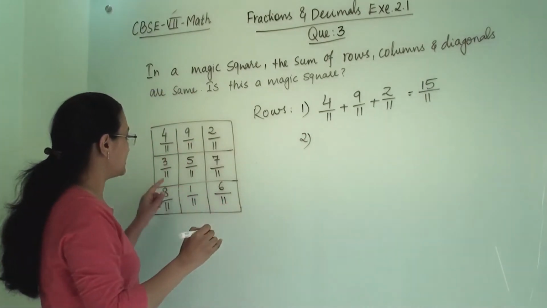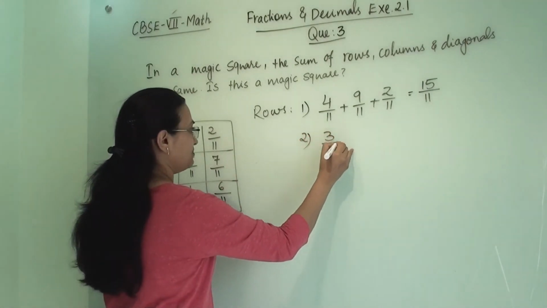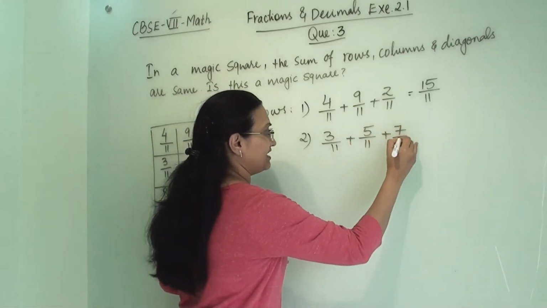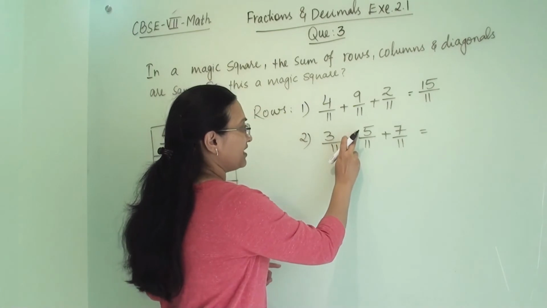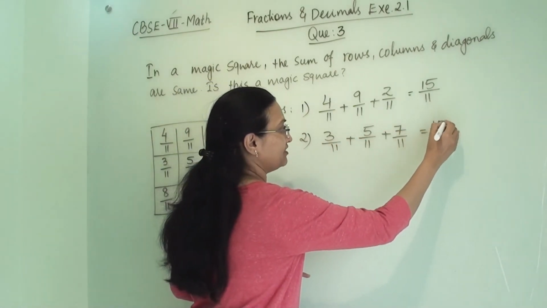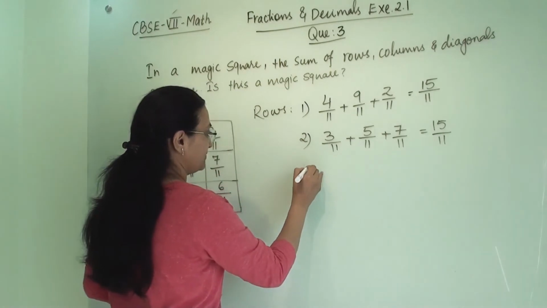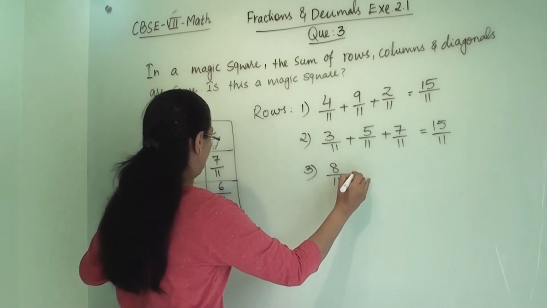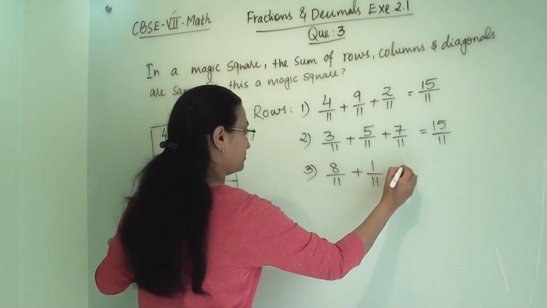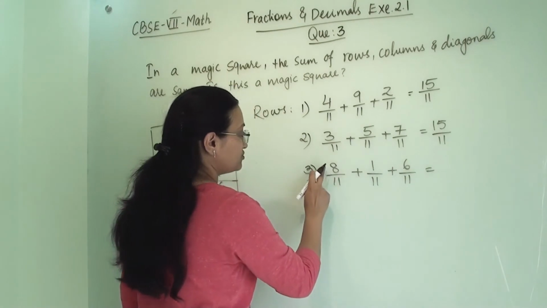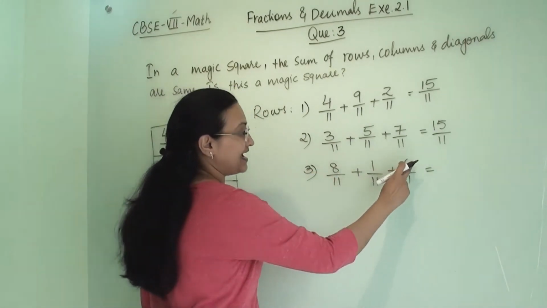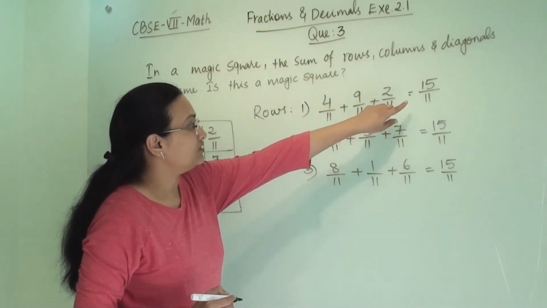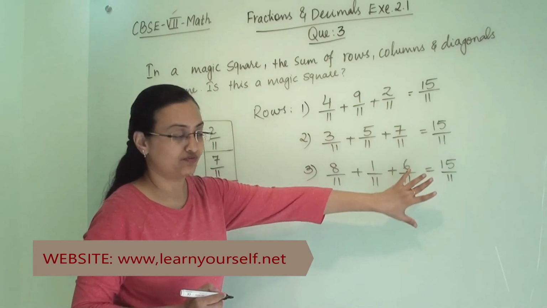Now let us take the second row. So here 3 by 11 plus 5 by 11 plus 7 by 11. 3 plus 5, 8, 8 plus 7, 15. So 15 by 11. Now the third and last row. 8 by 11 plus 1 by 11 plus 6 by 11. 8 plus 1, 9. 9 plus 6, 15. 15 by 11. So all the rows' sums are equal, that is 15 by 11.